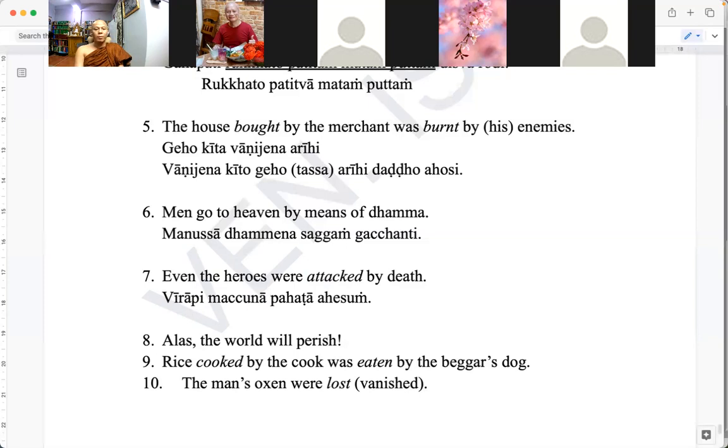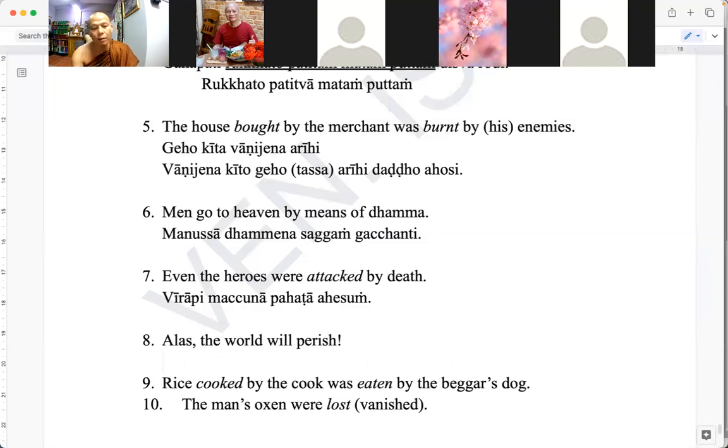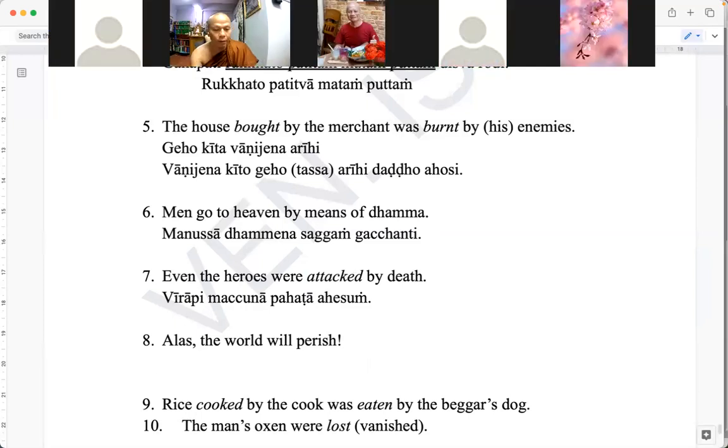So, Bhante, yes, is pahatā the noun for the hero? Pahatā here is 'attacked', the past participle of paharati. I see. Yes. Okay. So vīra has the same meaning as hero. Yes, vīra is hero. Thank you, Bhante. Okay.